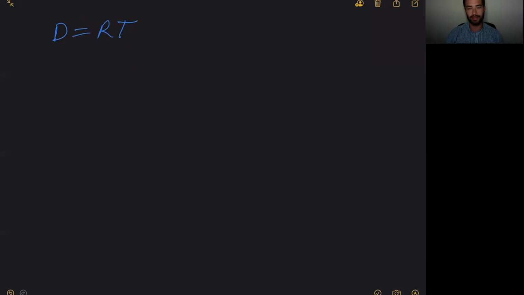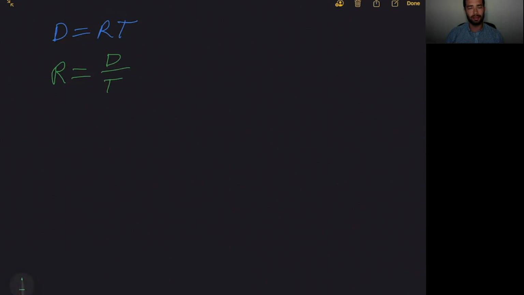So D equals RT. Now you could solve for R. Well, what would we do? We would have to divide by T on both sides to get rid of the T and get the R by itself. So it would be R equals, or rate equals, distance over time.